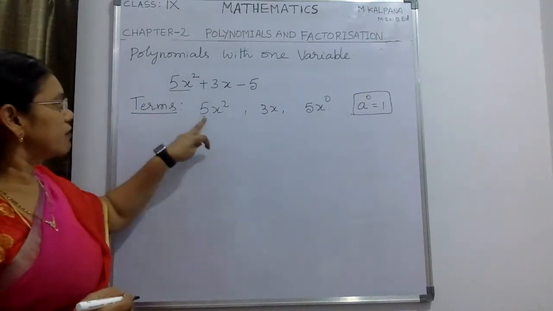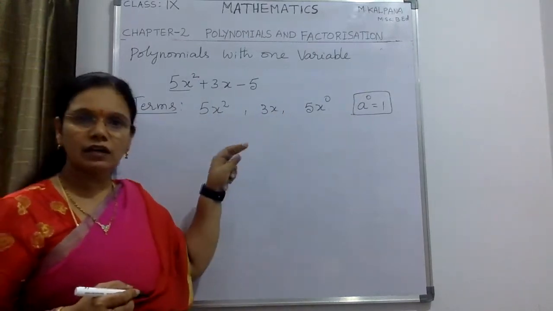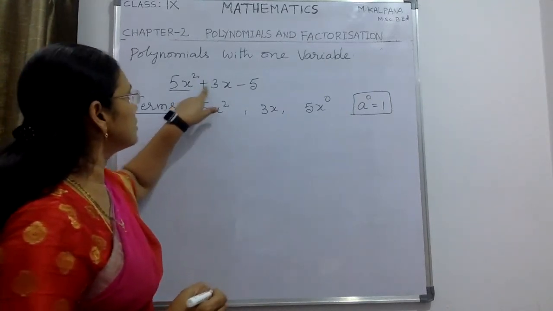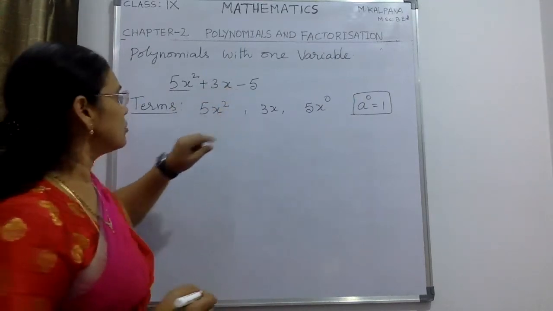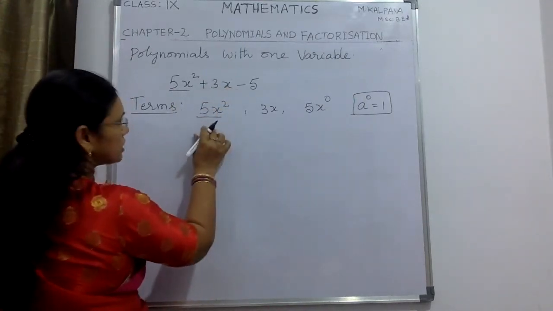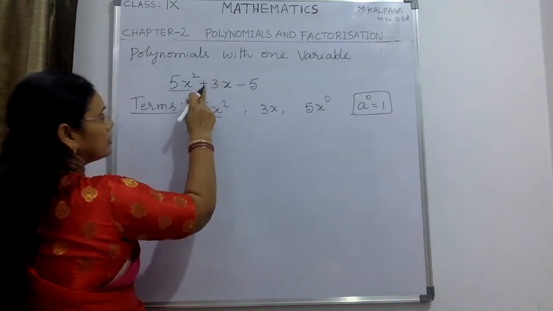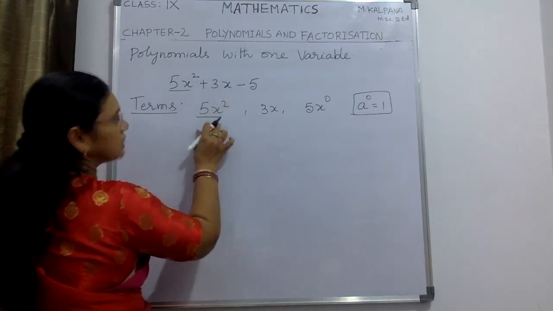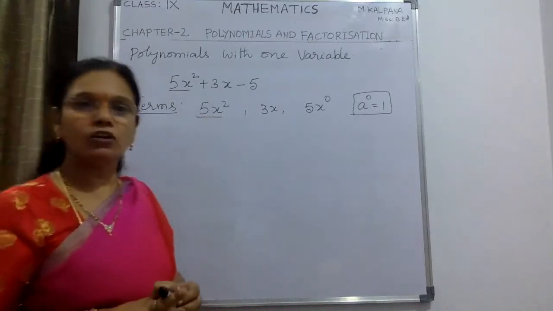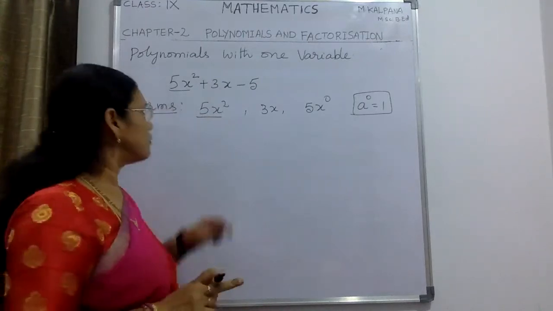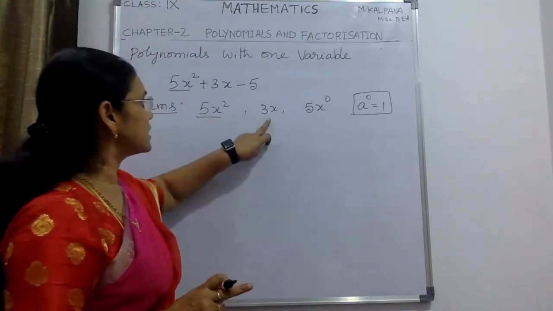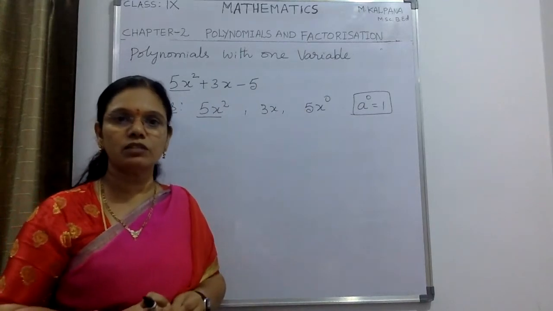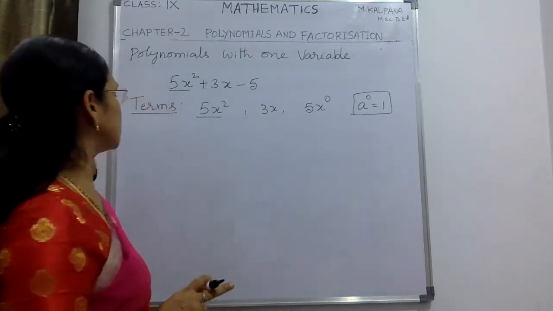So individually 5x square, 3x and 5 are the expressions. They are combined with the operations plus and minus. So these are called terms. The expressions which are separated by plus and minus, addition and subtraction, are called terms of the given polynomial. So 5x square is a term, 3x is a term, and here 5 is also a term, because 5 into x power 0 is equal to 5. So these are the terms of the polynomial.